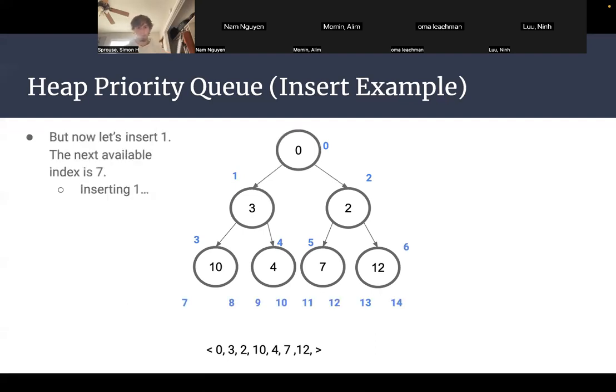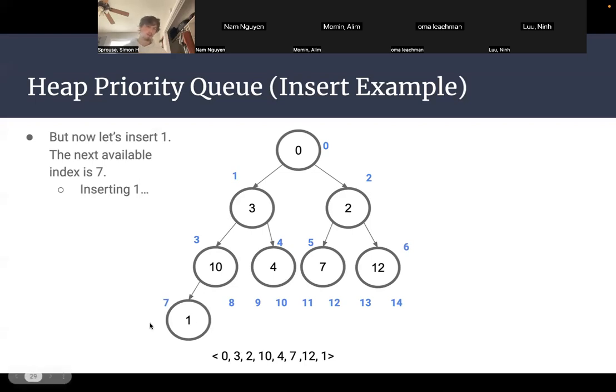But what happens if we put a node in an invalid location? So inserting 1, as you can see, we're going to put it in the next available index, which is going to be 7. And this causes problems because now we've drawn a path 0, 3, 10, 1 that is not in sorted order. So we need to fix this by calling an algorithm called upheap.